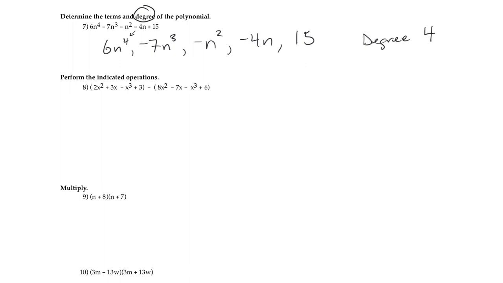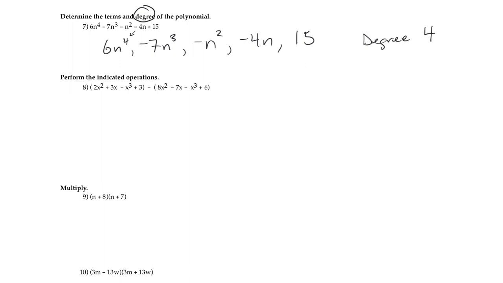Okay, next question, determine the terms and the degree of the polynomial. The terms are just everything separated by a negative or an addition. So the terms you could just write as 6n^4, -7n cubed, a -n squared, -4n, and a 15. And if they want to know what the degree is, it's always the highest exponent. It looks to be 4. So this would be a polynomial of degree 4.